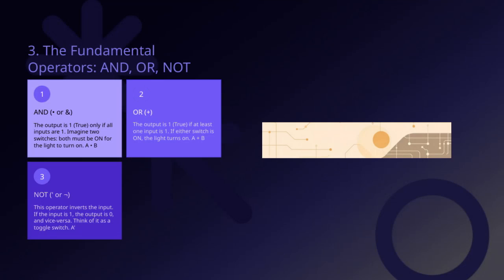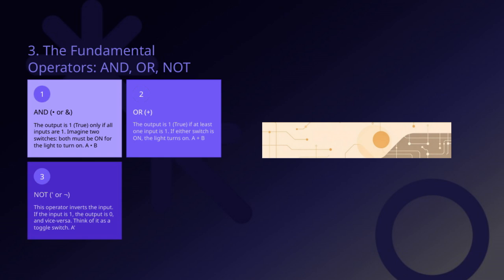Let's start with the first operator, the NOT operator, or in symbols, a bar or a not sign. This operator inverts the input. So if the input is 1, the output becomes 0, and if the input is 0, the output becomes 1. Think of it like a toggle switch, flipping the state from on to off or vice versa. It's a simple but essential part of logic operations.